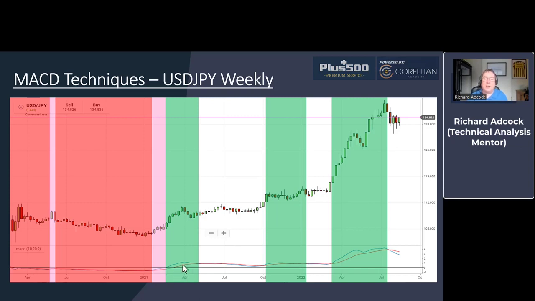In this example here, having seen this cross back above its moving average, we then went on to break above the 0 line, and highlighted in green is when we have the more aggressive uptrend signals where the MACD is above 0 and above its moving average.